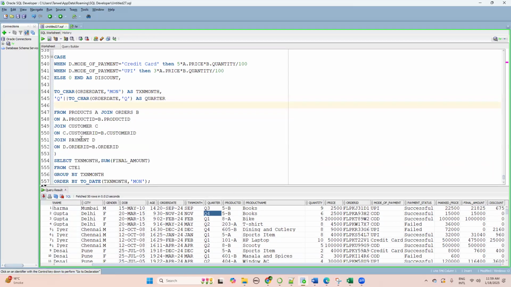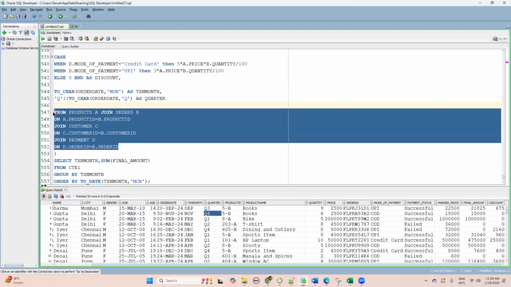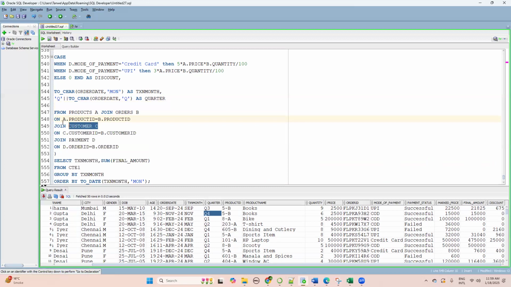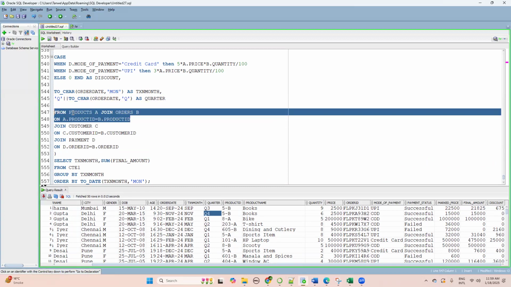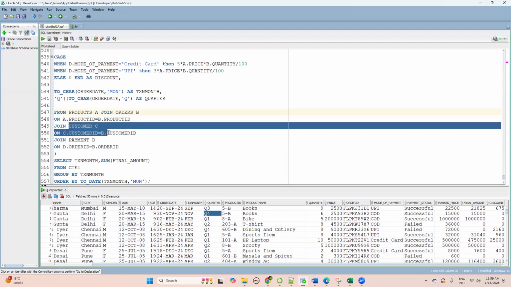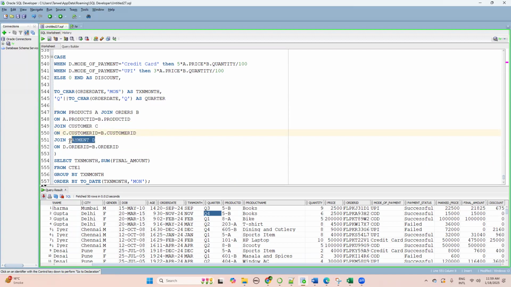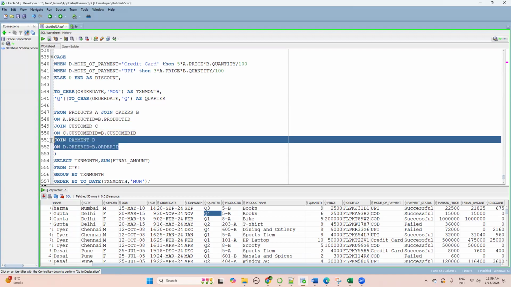Okay. Now see how many tables we are joining here. 4 tables: products, orders, customer, payment. If you remember during our regular session, we have taken that no multi-table joins. So first of all, what will happen? These two tables will join. The output of that will join with customer C based on this joining condition. Then the output of that will join with payment D based on this joining condition, right? Okay. So this we have derived.